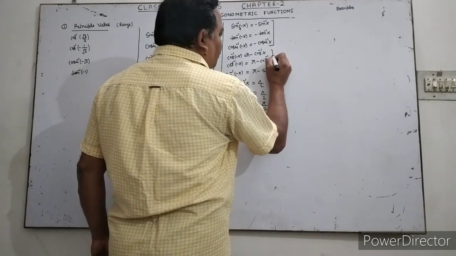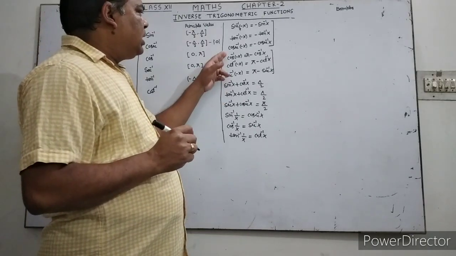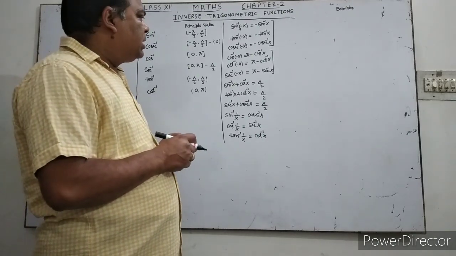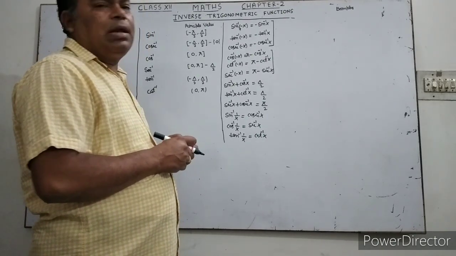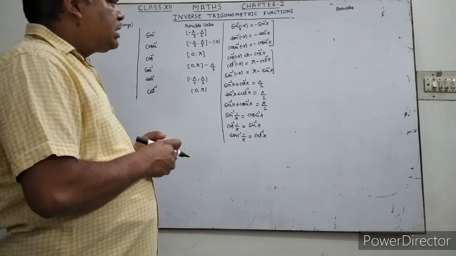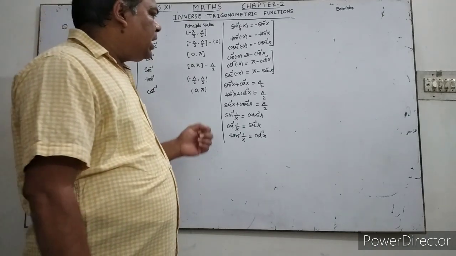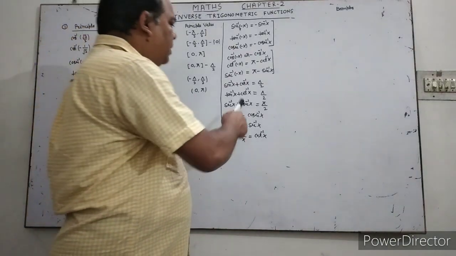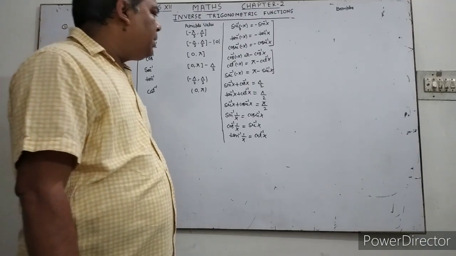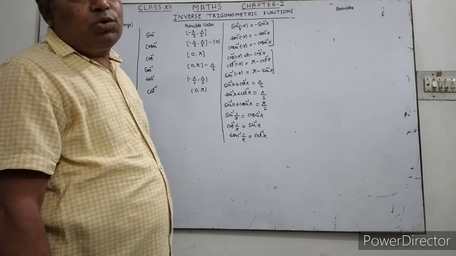These three formulas, cos inverse minus x, cot inverse minus x, sec inverse minus x, are of the same type: pi minus cos inverse x, pi minus cot inverse x, pi minus sec inverse x. Now, sin inverse x plus cos inverse x equals pi by 2, tan inverse x plus cot inverse x equals pi by 2, sec inverse x plus cosec inverse x is also pi by 2.